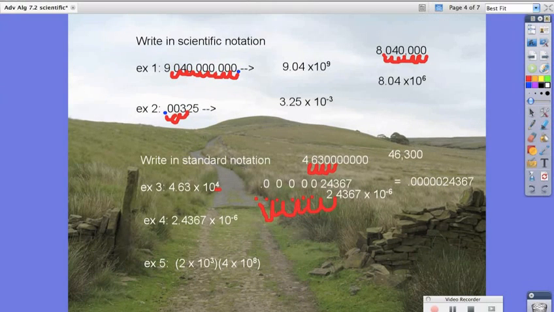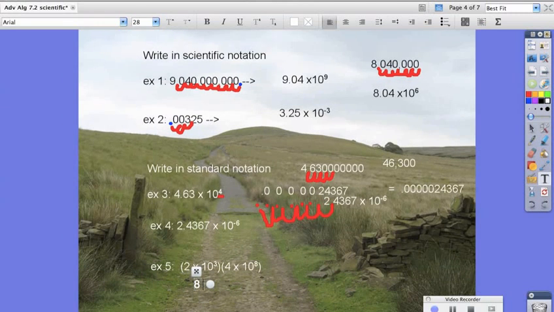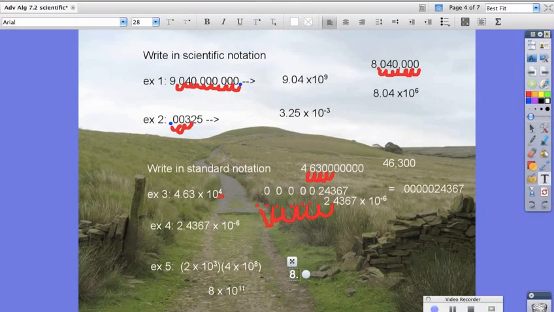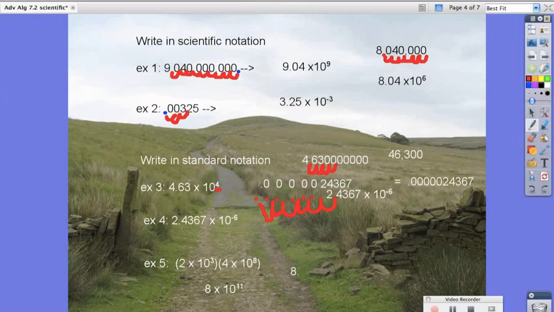The last one, where they're asking us to multiply, then put in standard notation. So, first of all, we're going to do the easy part. 2 times 4 is 8 times 10 to the 11th power. And this is telling us that we need to move the decimal place 11 places. And because it's positive, we need to move it to the right. So we're going to start with our number, which is 8, with the decimal point obviously at the end, and we're going to move the decimal place 11 places to the right.